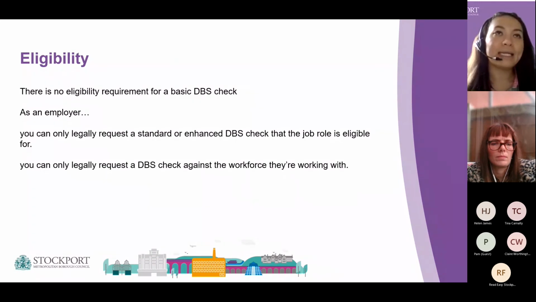As an employer, you can only legally request a standard or enhanced DBS check that the job role is eligible for, and you can only legally request a DBS check against the workforce they're working with. So if you're working with children, you can't then request a check against an adult's workforce because they're not working with adults.